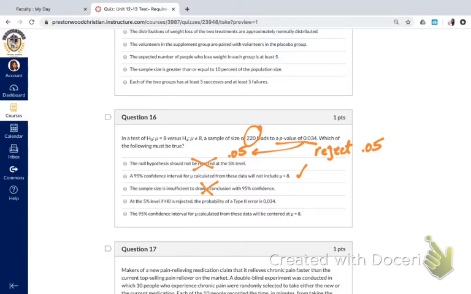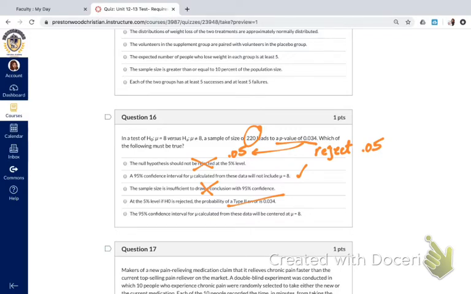At the 5% level, if the null is rejected, the probability of a type 2 error is 0.034. The p-value is not the probability of a type 2 error. The probability of a type 2 error is that whole long process that takes a long time, but is not equal to the p-value.